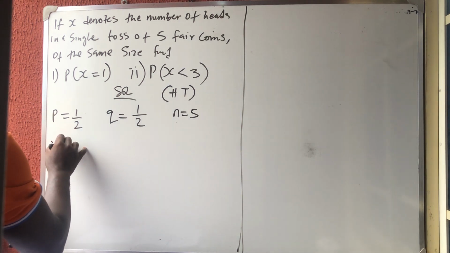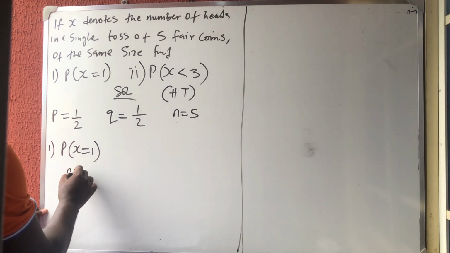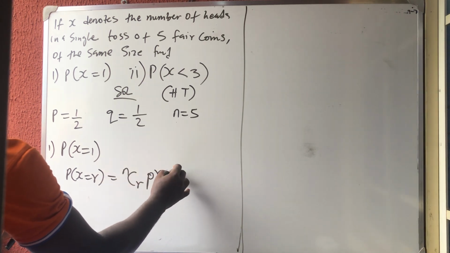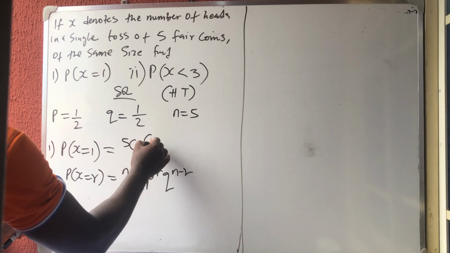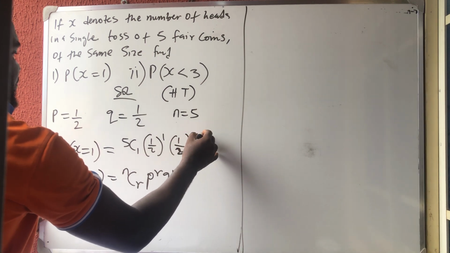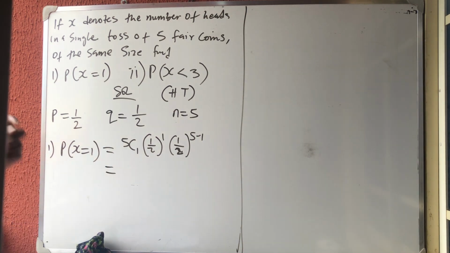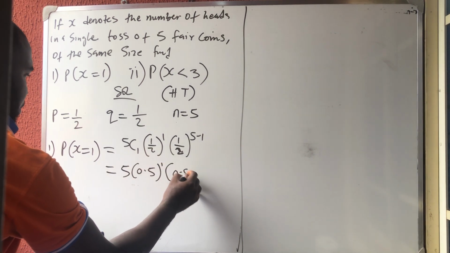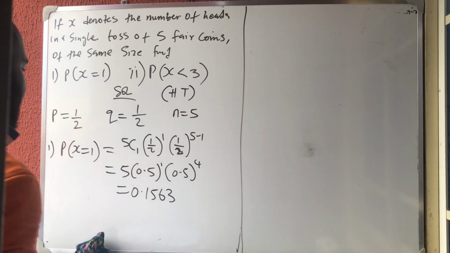So the first one said P of x being equal to 1. Don't forget our formula. Our formula said that P of x being equal to r is equal to n combination r, P raised to power r, then Q raised to power n minus r. So let us follow this. If you follow this, we are going to have 5 combination 1, 1/2 raised to power 1, then 1/2 again raised to power 5 minus 1. So I'm going to have that this is equal to 5 combination 1, which is 5. So I'm going to have 5 into 0.5 raised to power 1 and 0.5 raised to power 4. So if you do everything, you are having 0.1563. As simple as that.